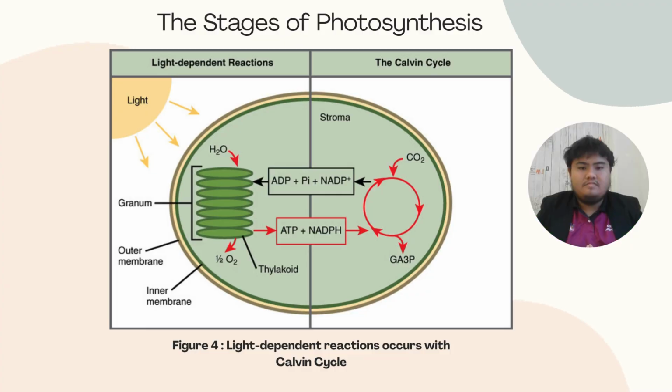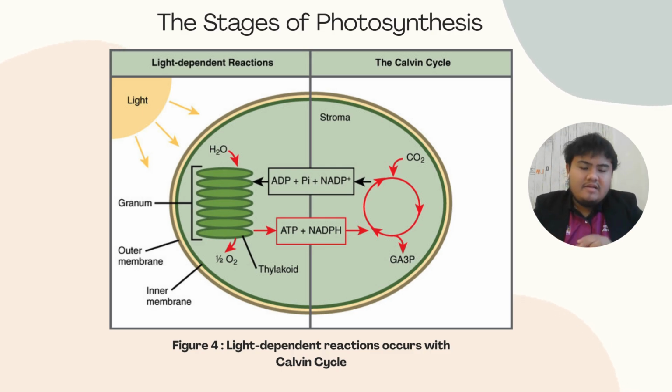Alright, as you can see, figure number four is the light-dependent reaction that occurs with the Calvin cycle. For the stages of photosynthesis, we have two. The first one is the light-dependent reaction. The second one is the light-independent reaction. Okay, let me explain the diagram in this case.